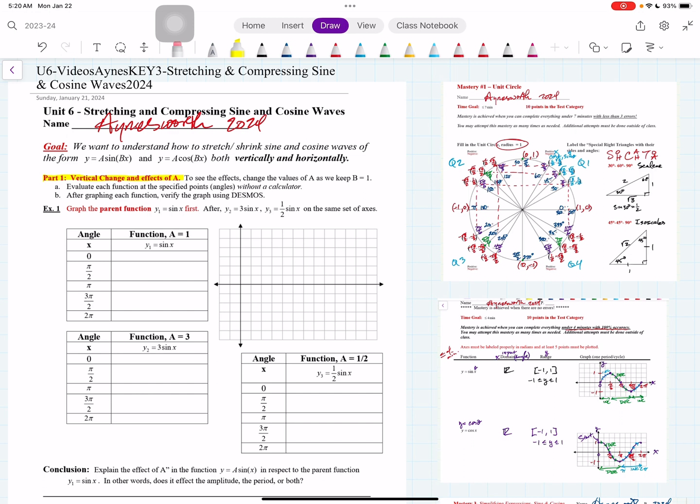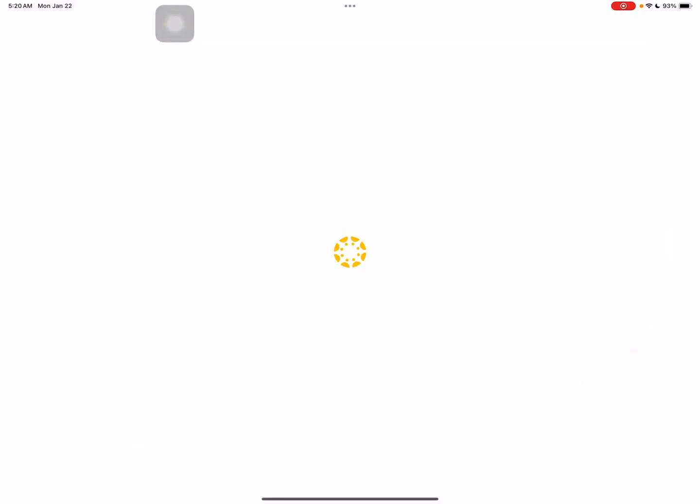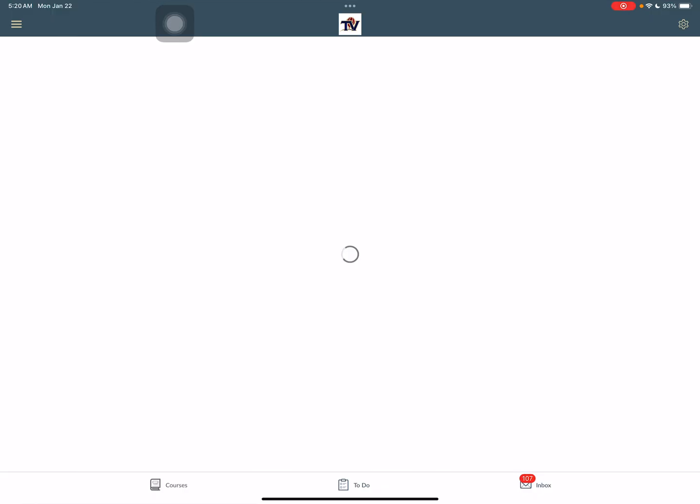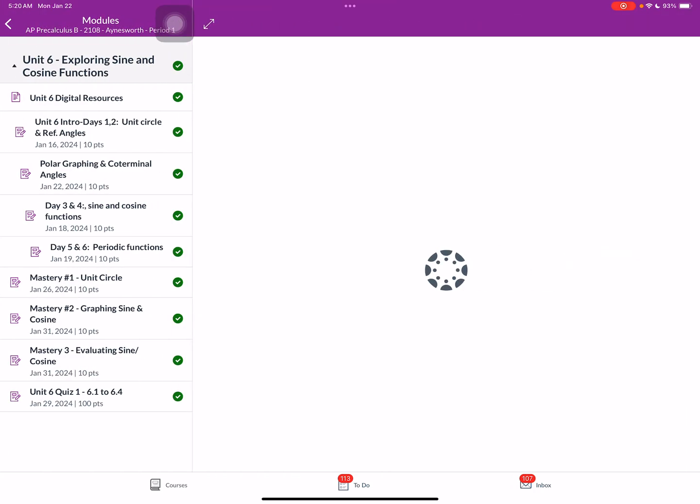So here we go. First thing I want you to do, though, is go grab your unit circle and your masteries and put them side by side in your lesson. So what we're going to do is go into Canvas real quick and show you how to do that, and you can do that on your own. So let's go ahead and find those resources here.